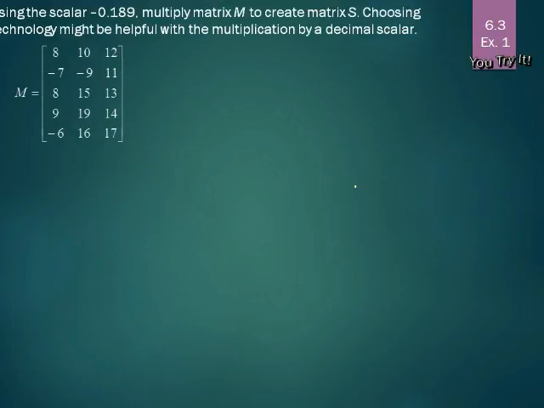Using the scalar negative 189 thousandths, multiply matrix M to create matrix S. Choosing technology might be helpful with the multiplication by a decimal scalar. So we've got this scalar, which just means we're going to be multiplying this whole matrix, every number in this matrix, by this number here.